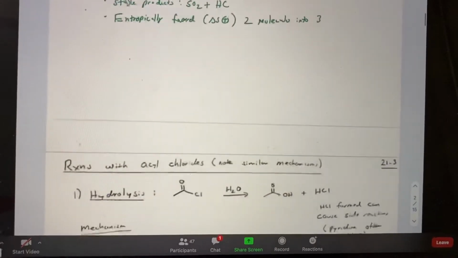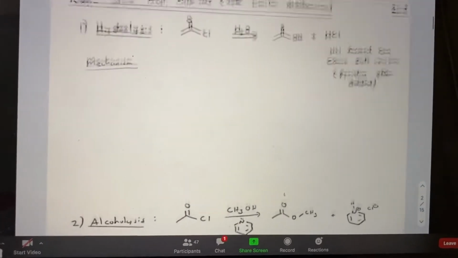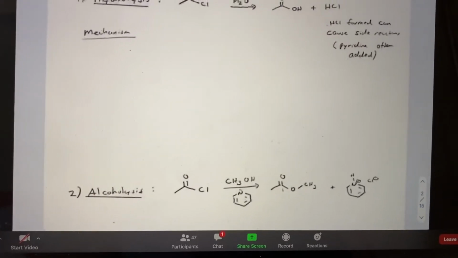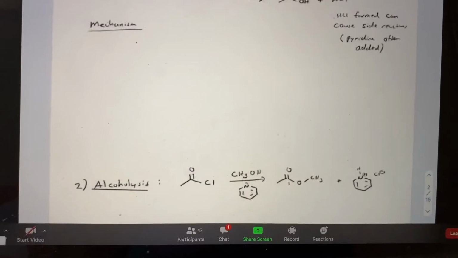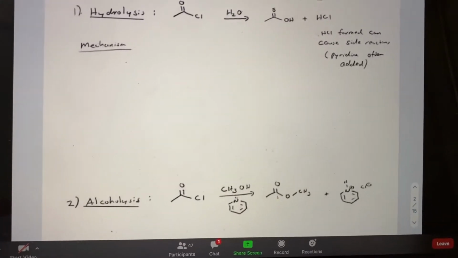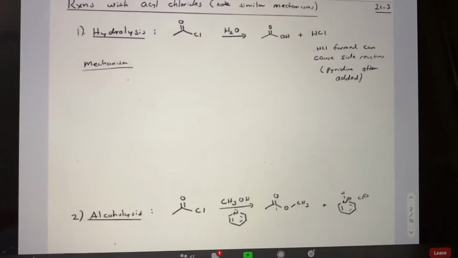Okay, then we made it. So now, as I mentioned here, note the similar mechanisms that we're going to see with these different reactions. And there's going to be a few different things that come in here and there. As a starting point, let's consider this hydrolysis reaction.